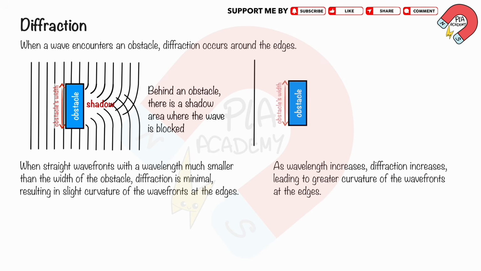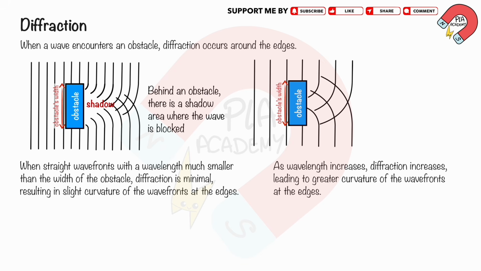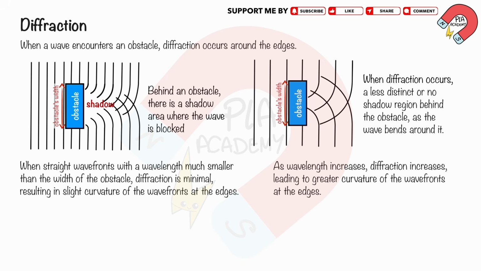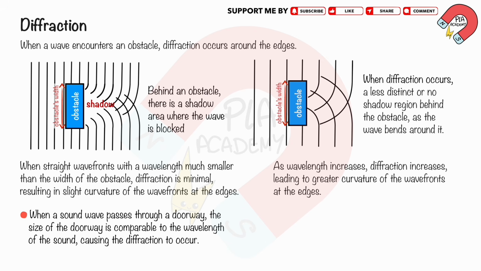As wavelength increases, diffraction increases, leading to greater curvature of the wavefronts at the edges, as shown. This results in a less distinct, or no, shadow region behind the obstacle, as the wave bends around it. When a sound wave passes through a doorway, the size of the doorway is comparable to the wavelength of the sound, causing diffraction to occur.